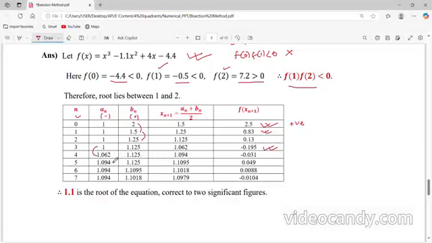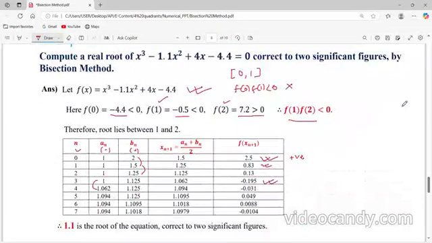Okay. Now your question will be: up to how many iterations do we go? That depends on the answer column. So first we have to check which one is your answer column. The answer column is this one, the root. And the question is to find the root correct to two significant figures. Two significant figures means we start counting from the beginning.